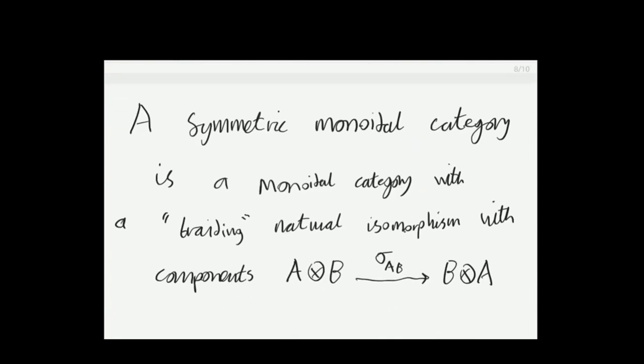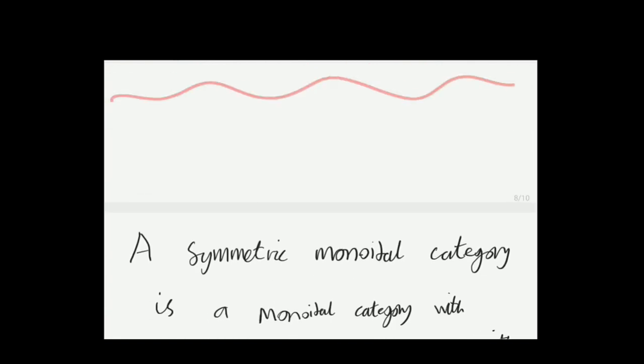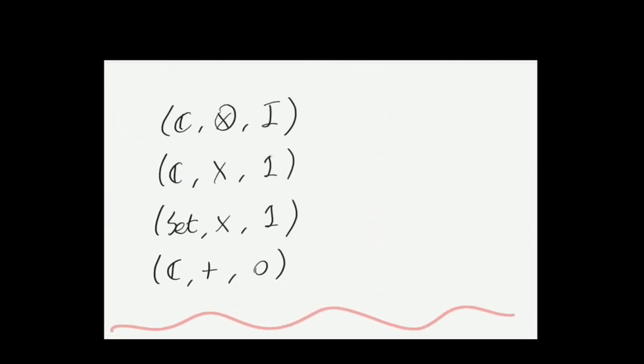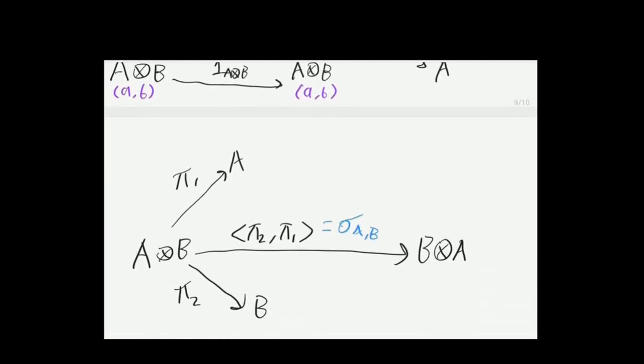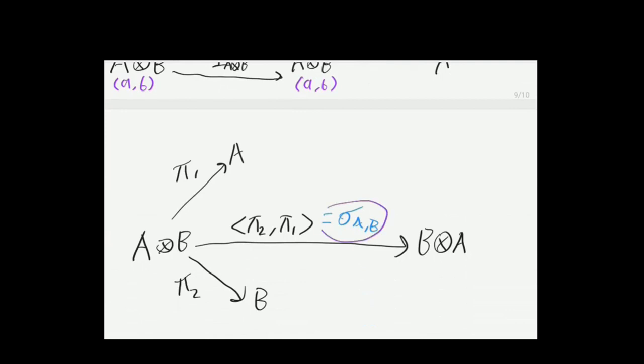But more generally, if we have a category C with a categorical product and a terminal object, then again that's not just a monoidal category, it's a symmetric monoidal category. That's because, in general, we can define the braiding operation as the pairing of these two projections, pi2 and pi1.